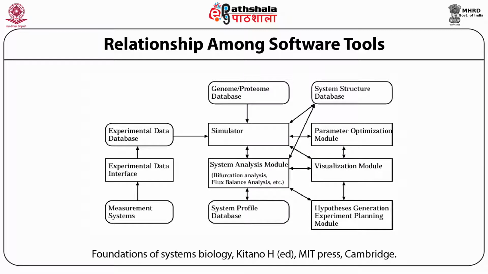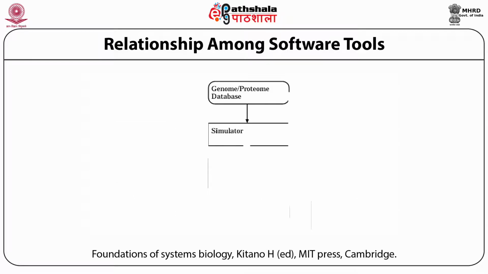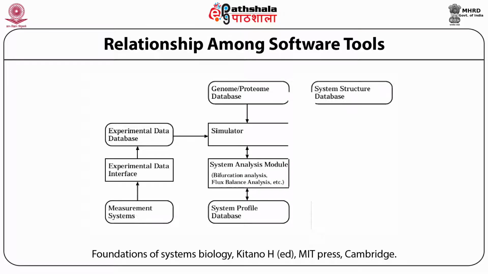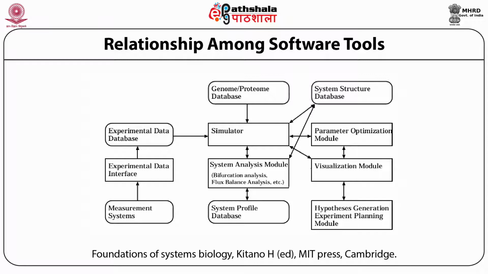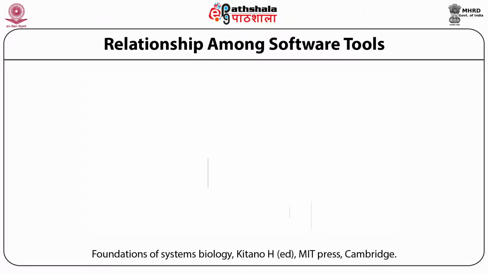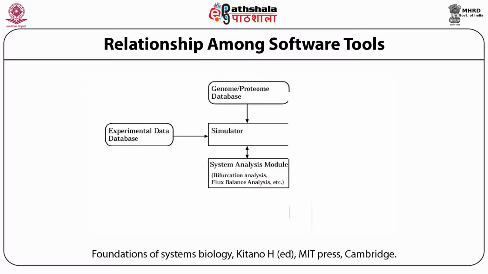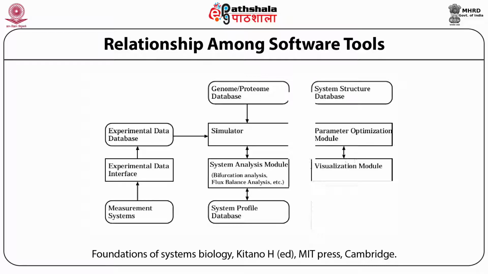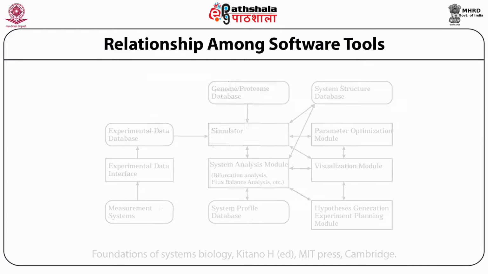And there should also be an efficient hypothesis generation and experimental planning module. Finally, everything is related to a system analysis module which does bifurcation analysis and flux balance, for example. So several analyses should also be done. So this flowchart is an example of how well system-level integration for performing a system analysis should be done.